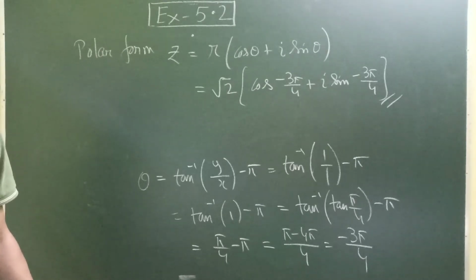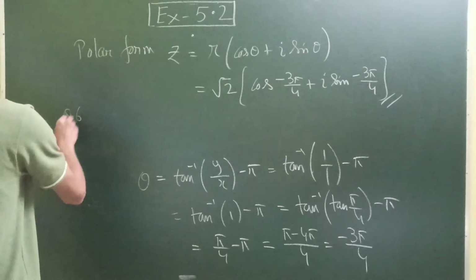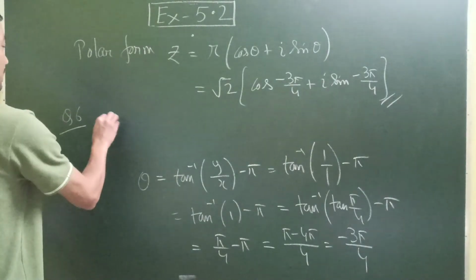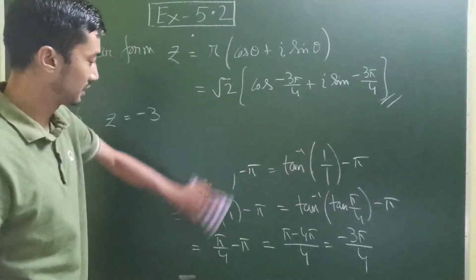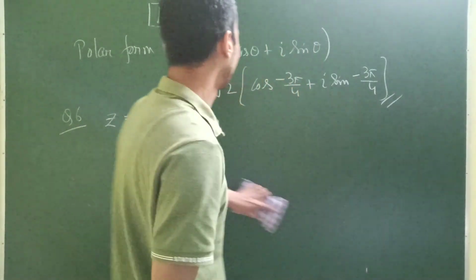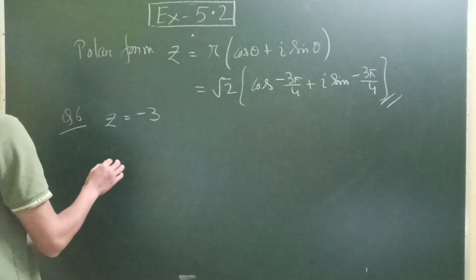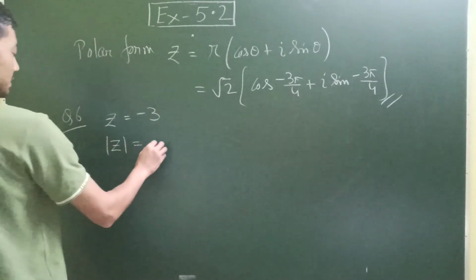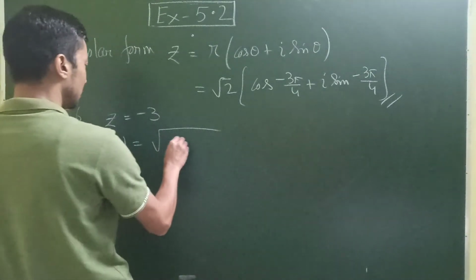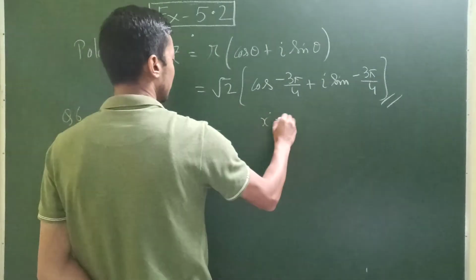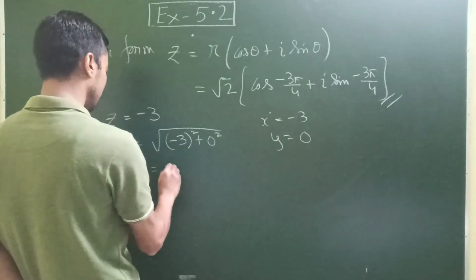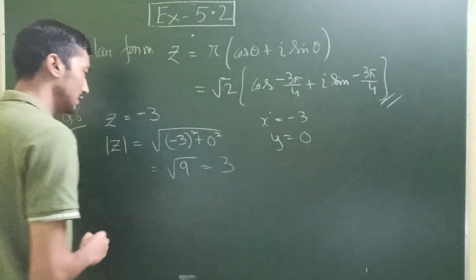Okay, alright, let's try number 6. Question number 6, our complex number is z is equal to minus 3. Now, let's just find out the magnitude first. This is purely real, isn't it? We'll discuss that. So, what is the value of x here? Minus 3. What is the value of y? 0. So, plus 0 square. So that's going to be 9. That's going to be, of course, 3.